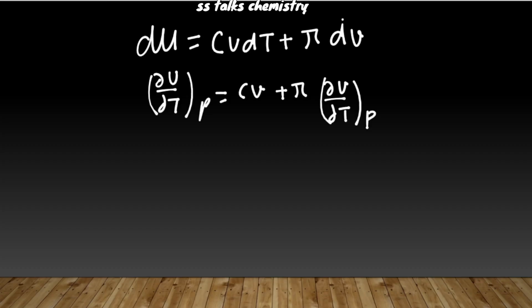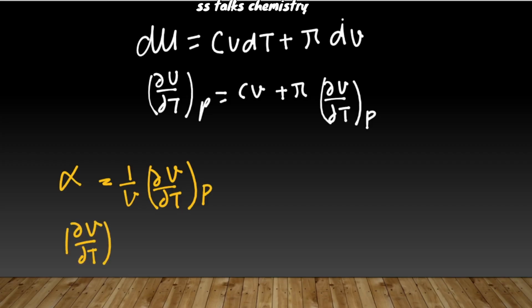Right. So now we know that the alpha value is equal to 1 by V into del V by del T at constant pressure. So from this, del V by del T at constant pressure is equal to alpha into V.